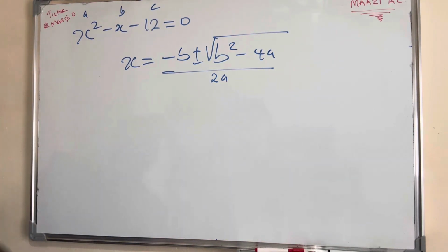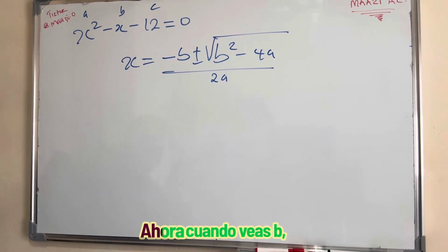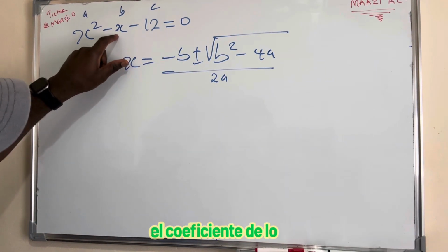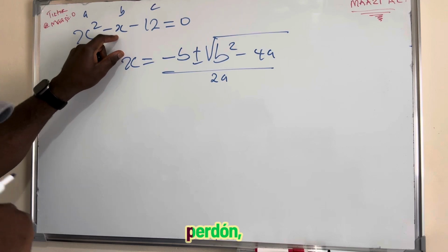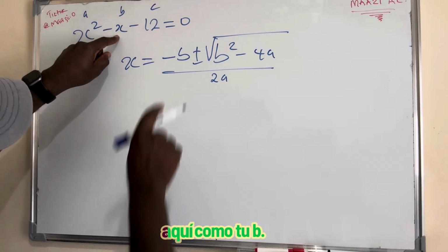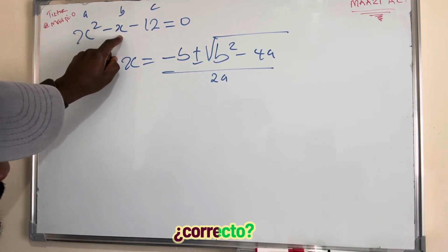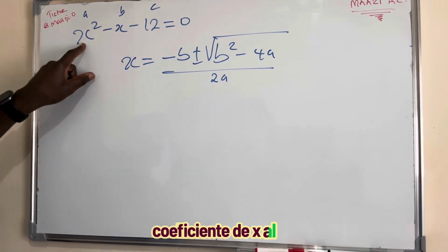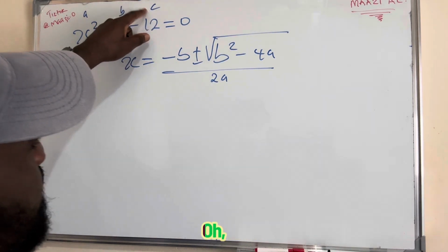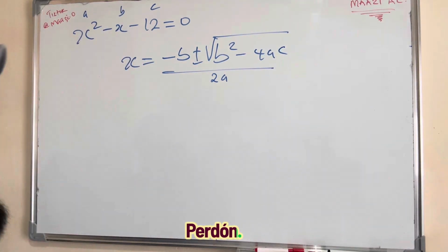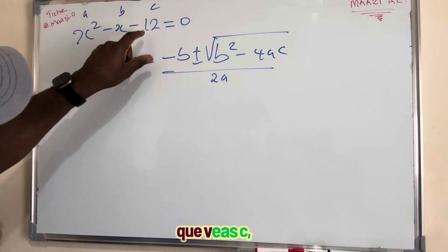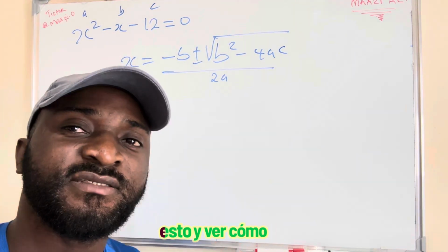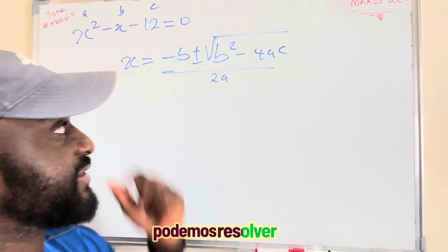Remember, as I always say, this is your a, this is your b, and this is your c. Whenever you see b, you use the coefficient of x. Whenever you see a, it is the coefficient of x squared. And whenever you see c, that's minus 12.